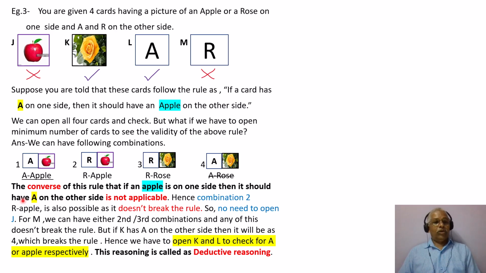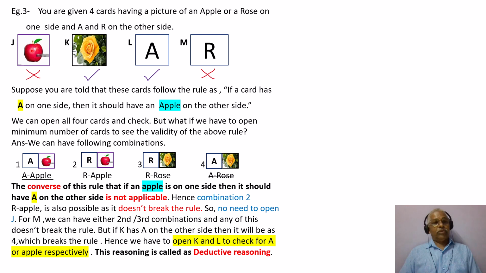Okay, now try to understand this. The converse of this rule, what rule? If card has A on one side, then it should have apple on the other side. Okay, the converse of this rule is if an apple is on one side, then it should have A on the other side. Okay, is not applicable. If you see apple, then it doesn't say that it should have A on the other side. It's not compulsory.